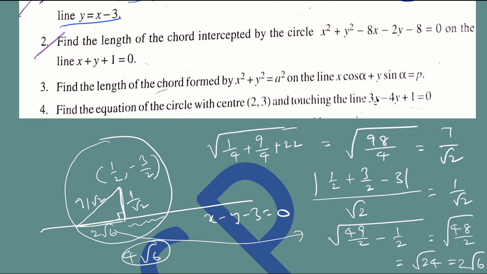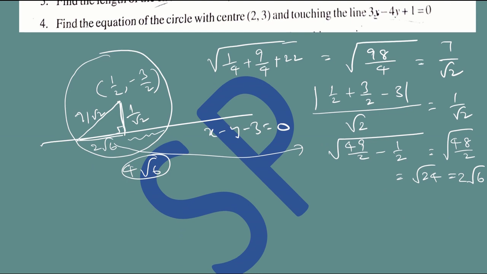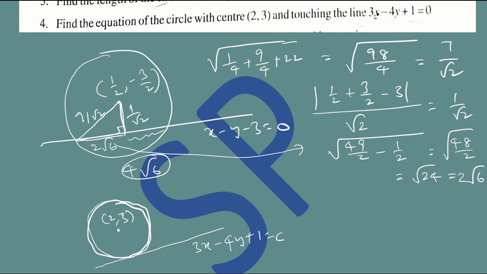Second and third problems are also on the same line, so I leave them. Now I am going for the fourth problem here. What is the fourth problem? In the fourth problem, he said that we have a circle having a center, he gave the center. Center is 2 comma 3. Now he said that it is touching one line. The line is nothing but 3x minus 4y plus 1 is equal to 0. You have to find the equation to the circle.